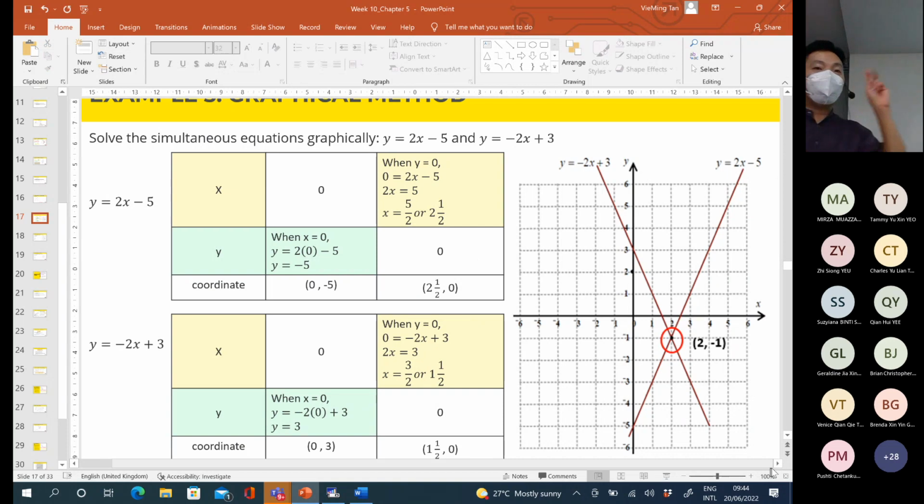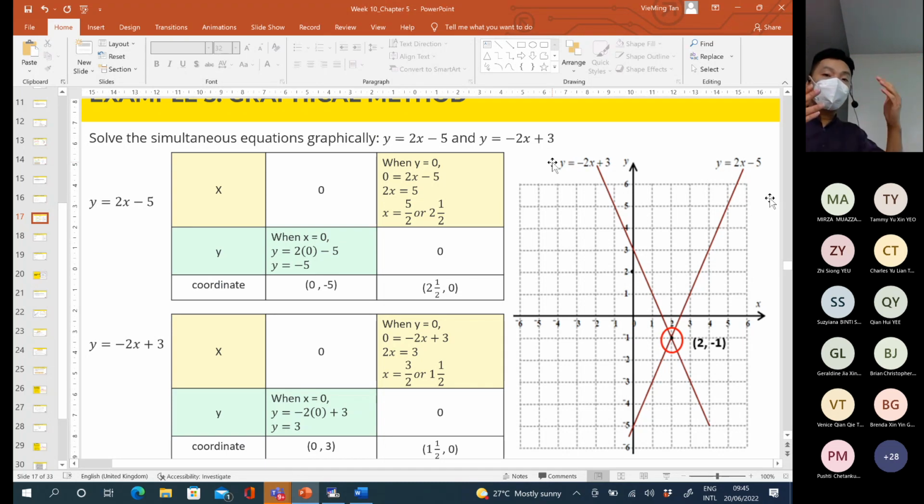Okay, so assume that there are two equations now. The first equation, the name is called as y equals 2x minus 5. And then the second equation name is called as y equals negative 2x plus 3. You are asked to identify the x and y value simultaneously by using the graph. If using a graph, that means we need to draw these two lines on the same graph paper. That means on the same Cartesian plane.